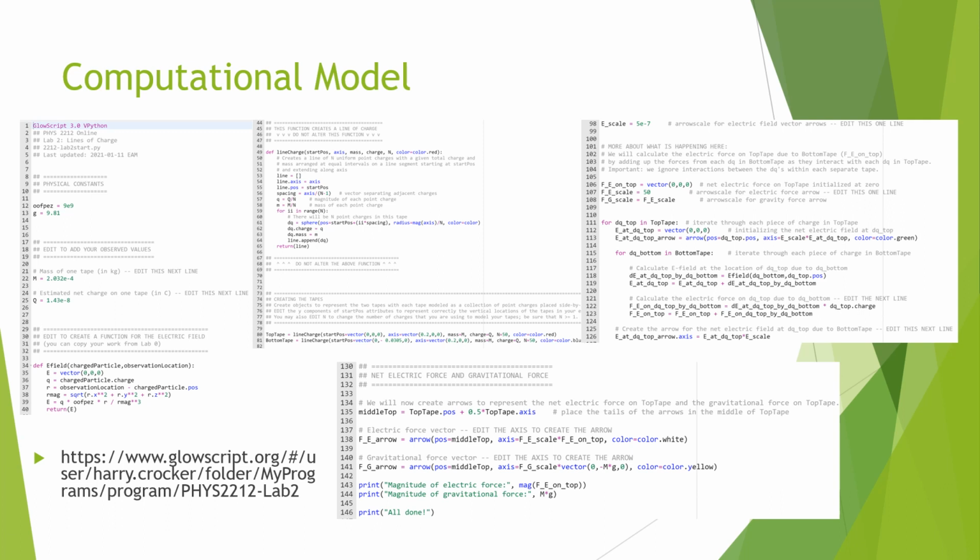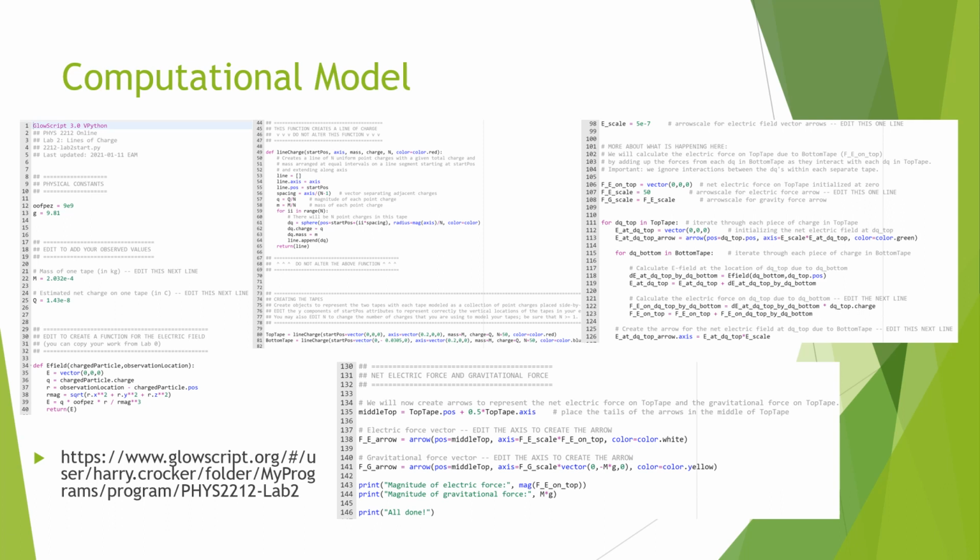On the right is the superposition of the charges. The tape is divided into many dQs and n amount of segments. Then the electric field is calculated for each of them, and this is summed up, and then to calculate the force, it's multiplied by the charge on the bottom of the tape. Then the arrows are drawn.